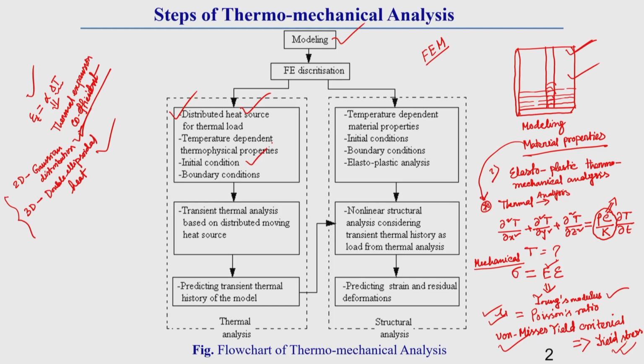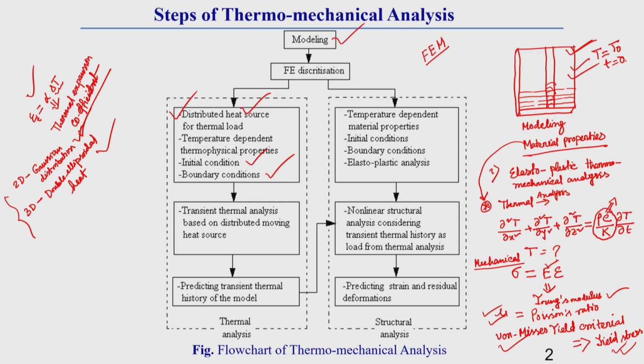In thermal analysis, one is called the initial condition, and another is called the boundary condition. The initial condition of this thermal analysis is when the heat source has not started to move. At that time, the whole plate temperature should be the atmospheric temperature, T equal to T0 when time t equal to 0, because it is a transient analysis. The heat source heat is varying with time, so it is a transient phenomenon, which you should keep in mind. When time t equals 0, the whole plate temperature is T0.